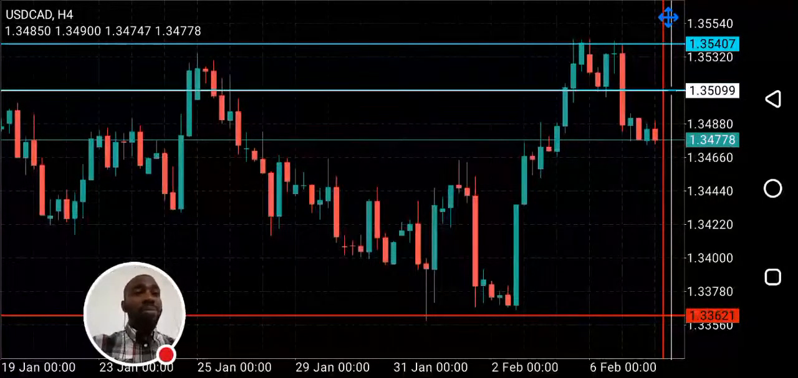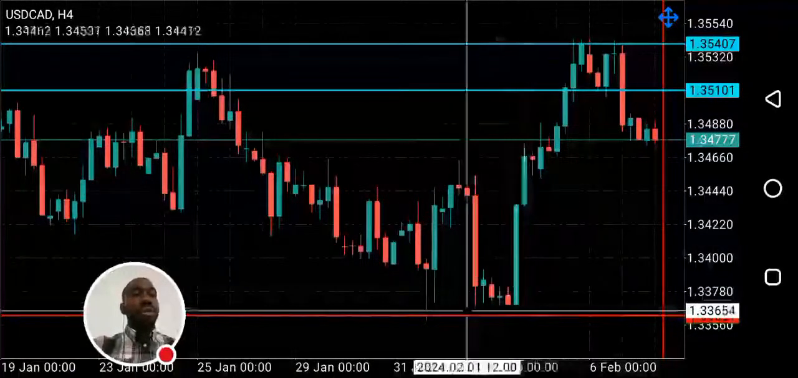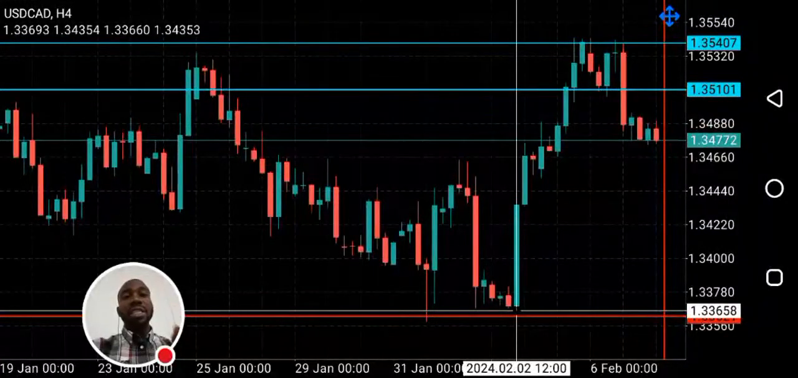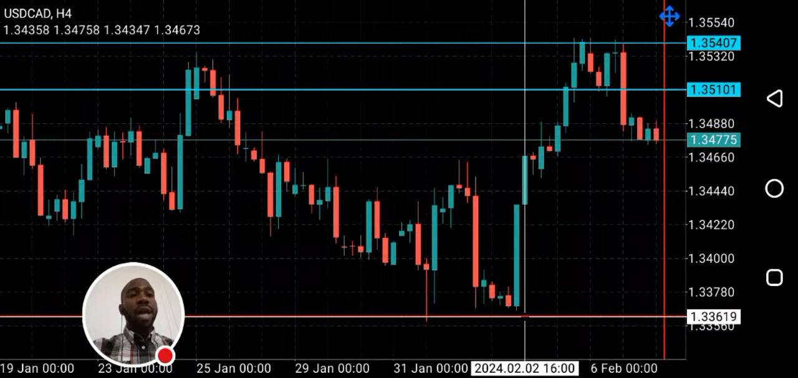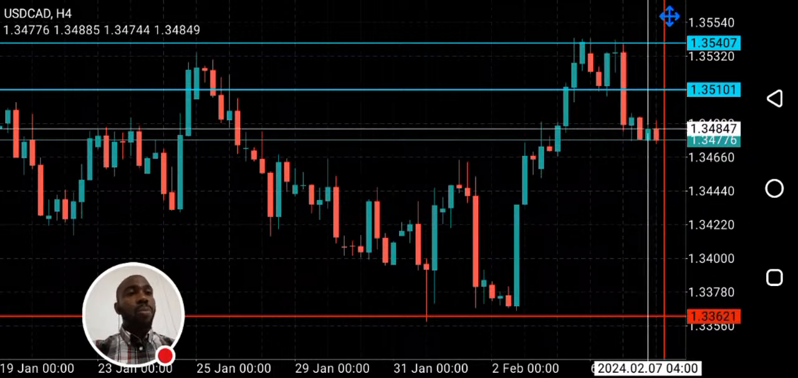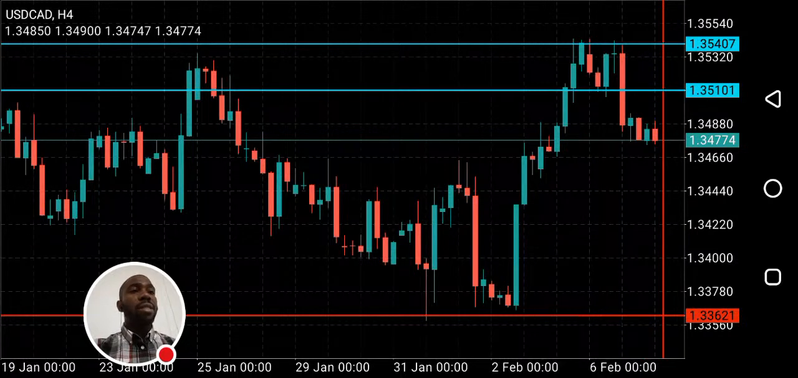So USD CAD is bearish, and like I said, the next area of liquidity will be this previous low. So that is where USD CAD is aiming for. Okay. So your first TP could be at this level if you decide to sell USD CAD. Your stop loss should be at least 10 pips above this level. I hope that is clear.